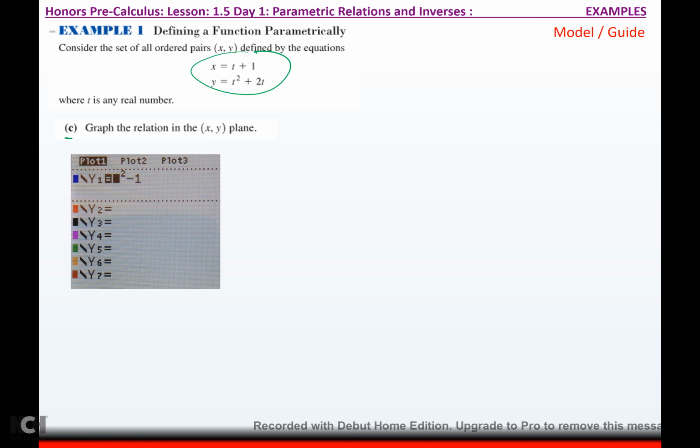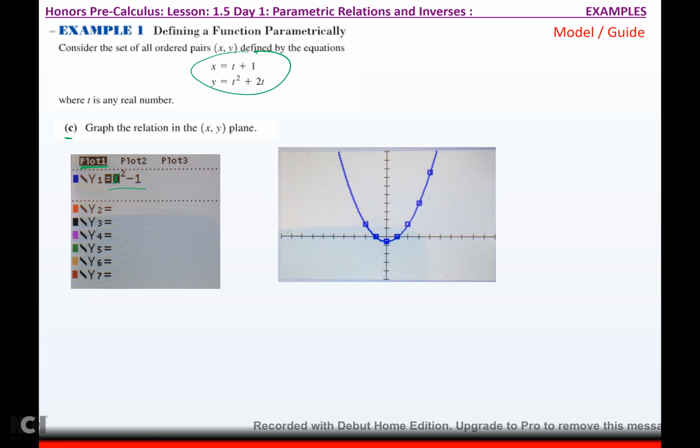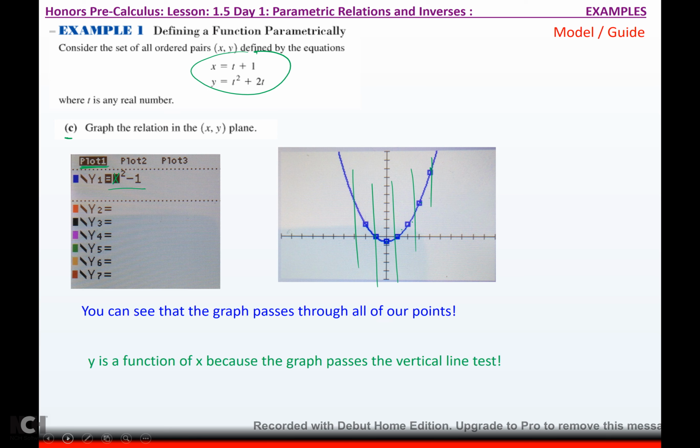So now I'm going to leave the plot on so it'll still plot your points, but next to y you're going to type x squared minus 1. Sorry, I took a picture of that and it blocked it out. So I'm going to type in x squared minus 1. And notice that it hits all of my dots. So it's a really good fit for my data. And you can see that it passes the vertical line test. So yes, y is a function of x. Okay?